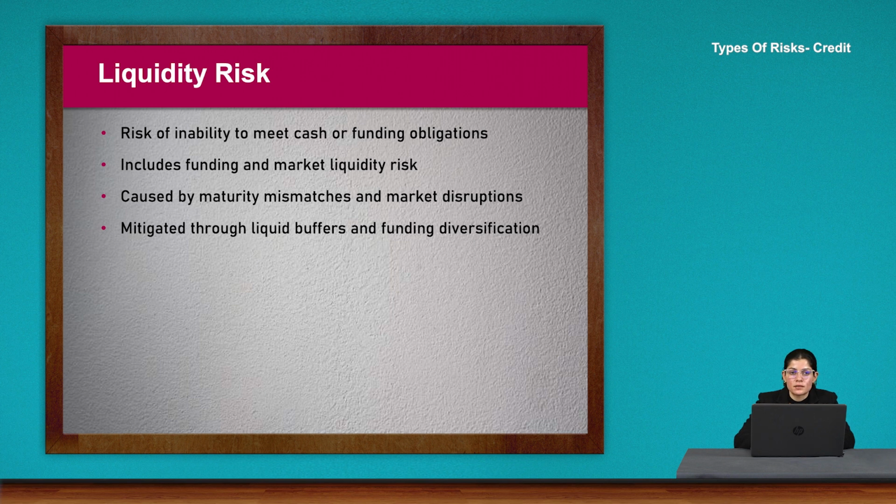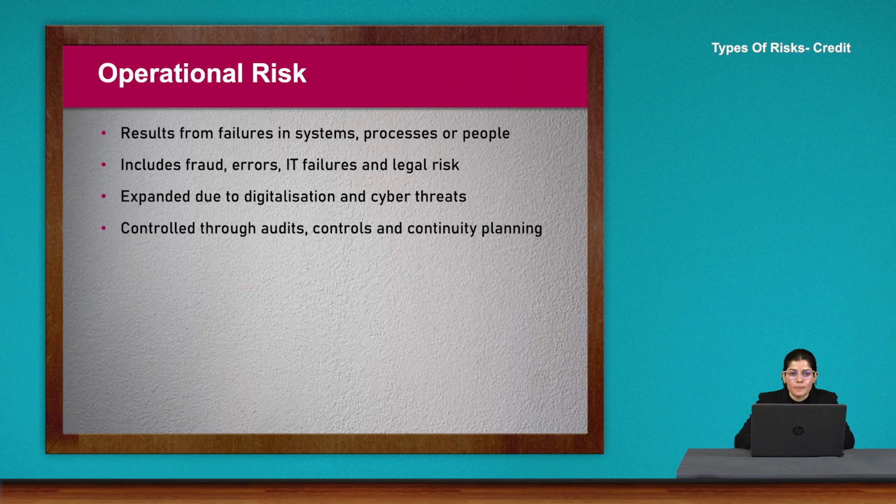What is the importance? Banks transform short-term deposits into long-term loans, creating maturity mismatches. Even solvent banks can fail if liquidity dries up suddenly. And what are the mitigation strategies for this case? Holding liquid asset buffers, diversifying funding sources, active asset liability management, and maintaining contingency funding plans. Let's move to another slide. So we have operational risk.